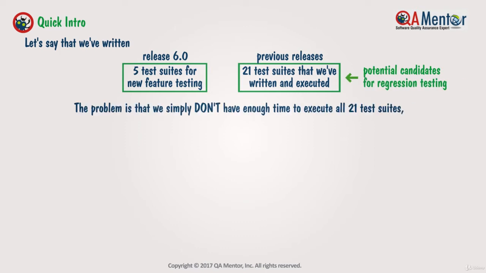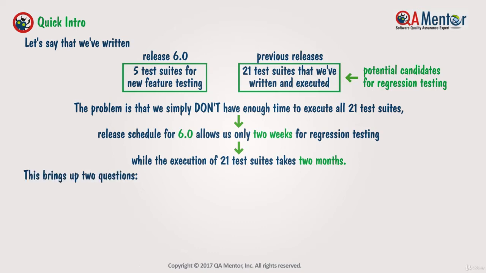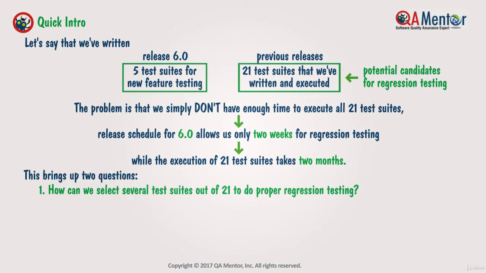The problem is that we simply don't have enough time to execute all 21 test suites because the release schedule for 6.0 allows us only 2 weeks for regression testing, while the execution of 21 test suites takes 2 months. This brings up 2 questions. 1. How can we select several test suites out of 21 to do proper regression testing? 2. What is the solution for regression testing in the long run?